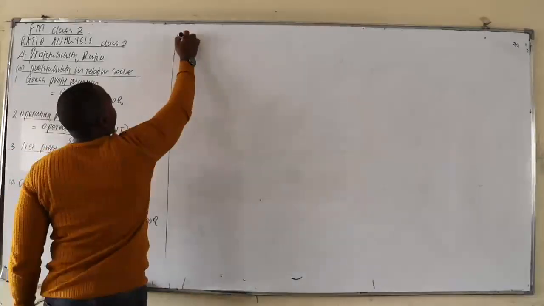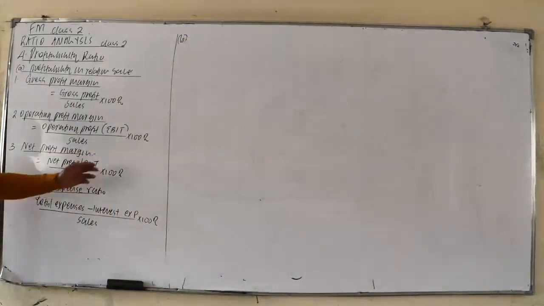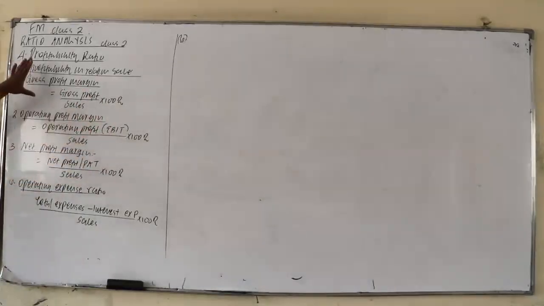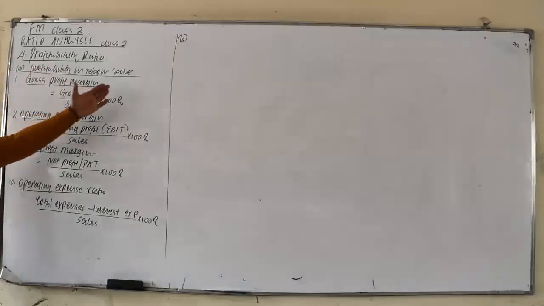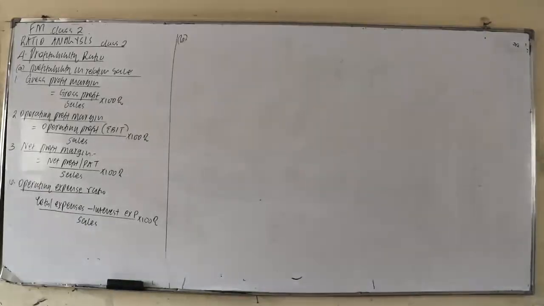So that was the profitability in relation to sales. Now, you can see the similarities: for all the ratios of profitability in relation to sales, the denominator is the sales, and all of them are expressed in percentage. Number B, profitability in relation to investments.